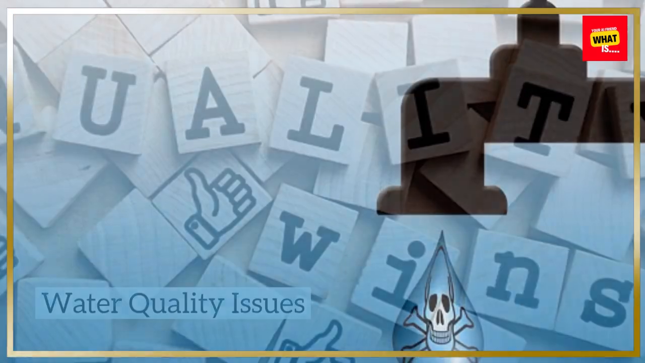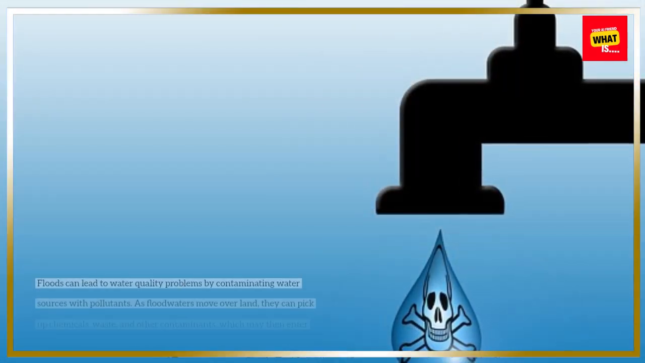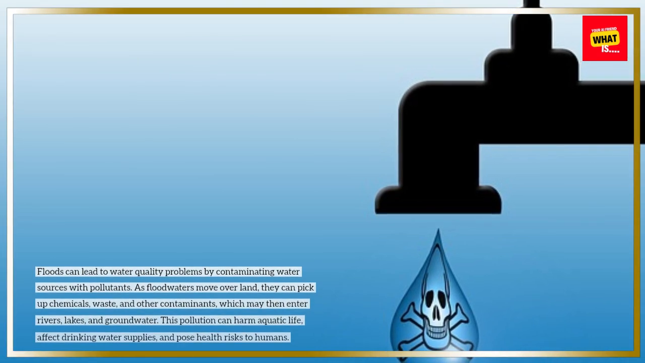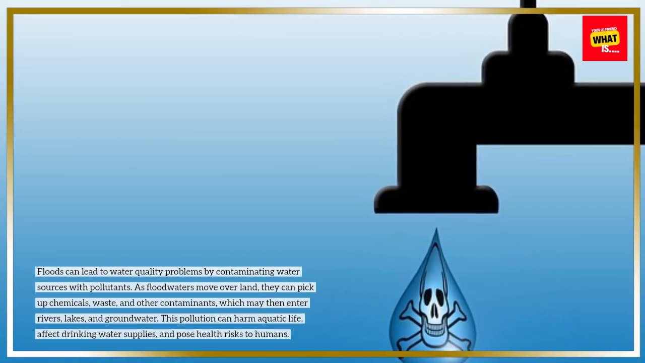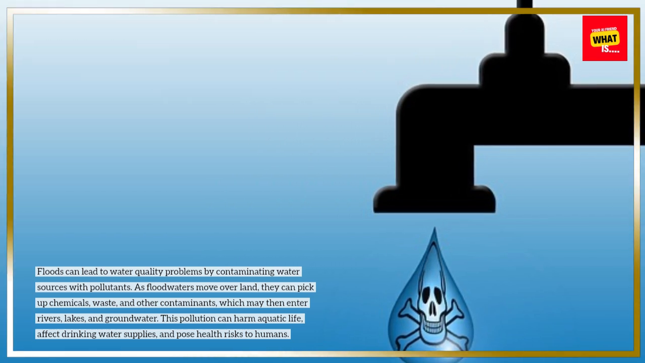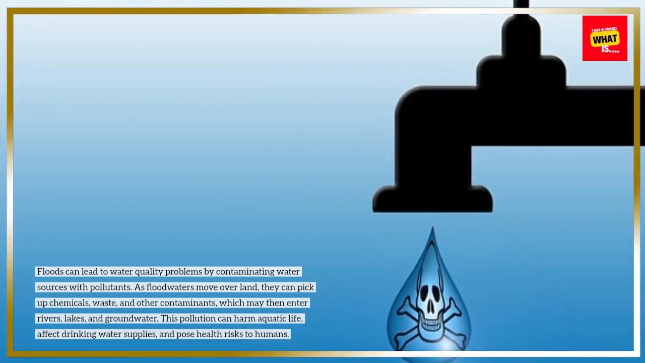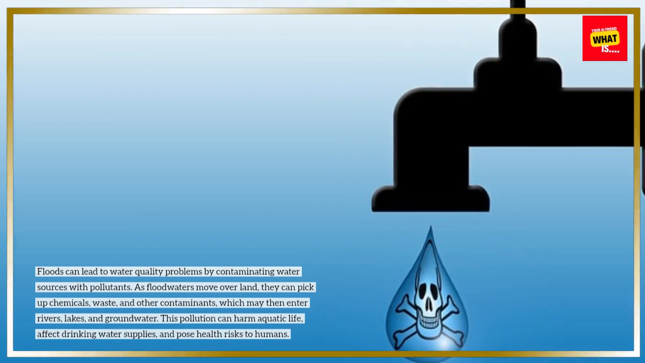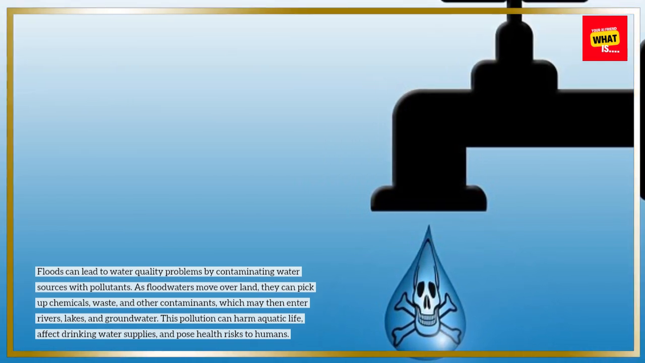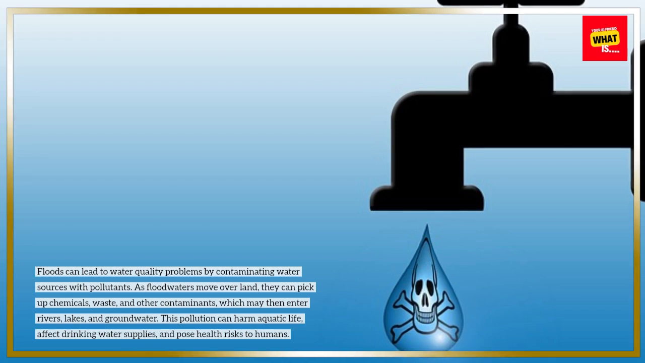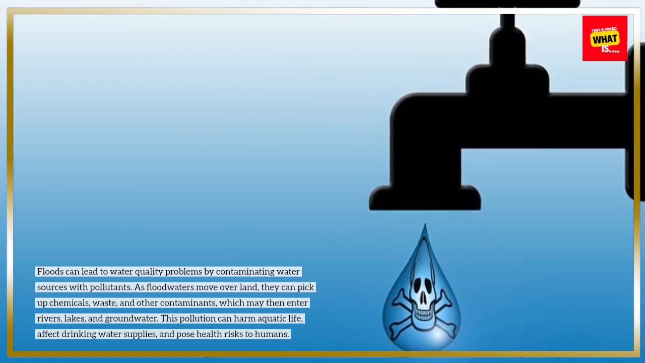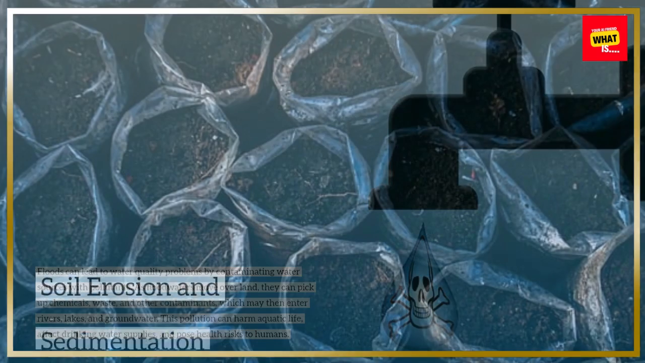Water quality issues. Floods can lead to water quality problems by contaminating water sources with pollutants. As floodwaters move over land, they can pick up chemicals, waste, and other contaminants, which may then enter rivers, lakes, and groundwater. This pollution can harm aquatic life, affect drinking water supplies, and pose health risks to humans.